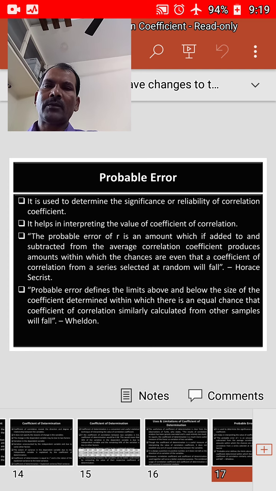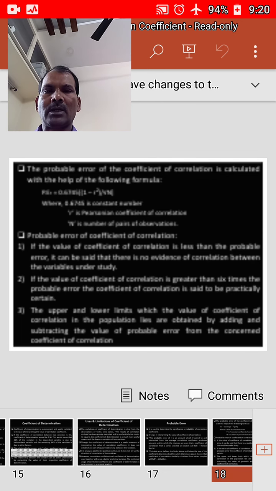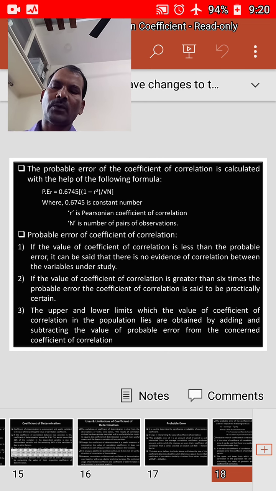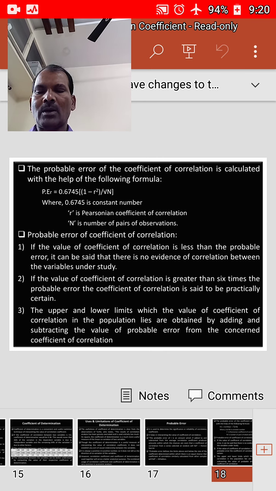The probable error of the coefficient of correlation is calculated with the help of the formula given here, that is, probable error PE is equal to 0.6745 into (1 minus r square) by under root n, where 0.6745 is a constant number, r is Pearsonian coefficient of correlation and n is the number of pairs of observation.